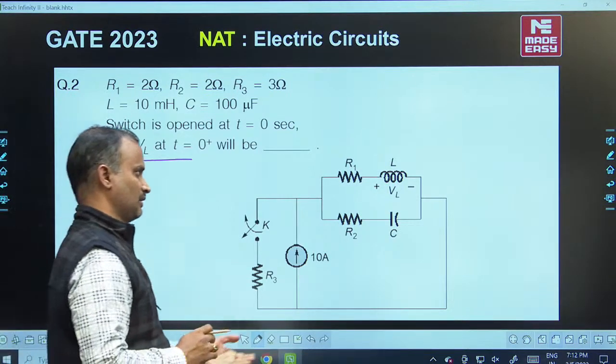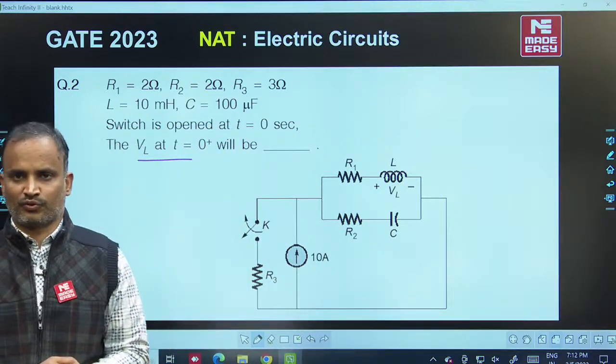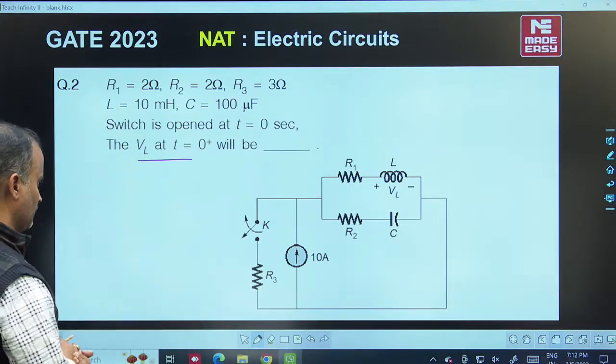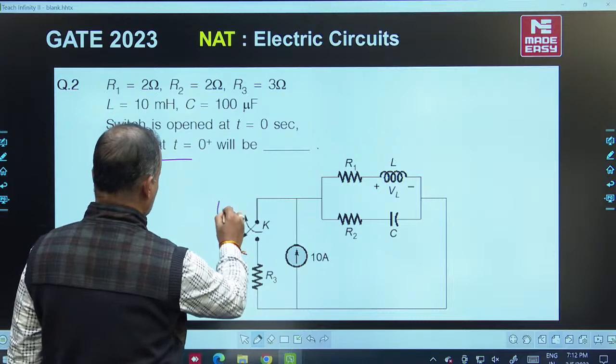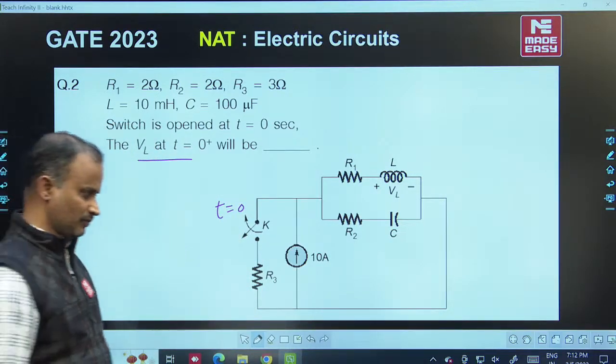In the given example, an inductor is given and a capacitor is also given. Before solving the problem, first concentrate on the switch position carefully. Focus on the switch position carefully. At t equal to 0 seconds the switch is open.